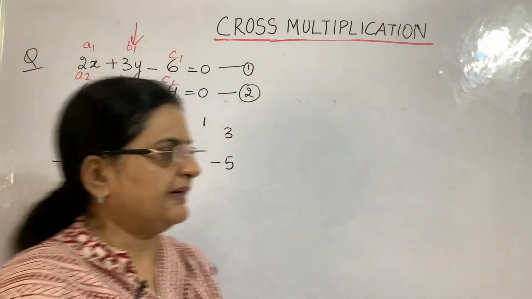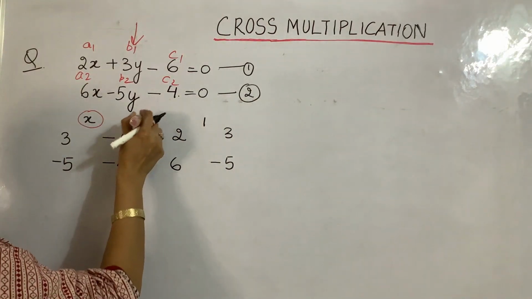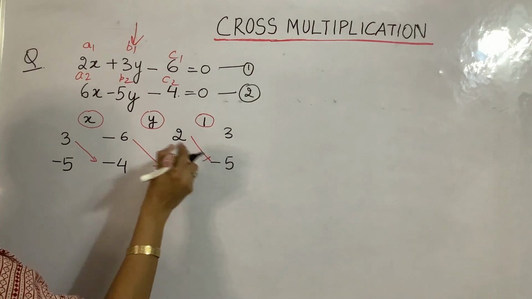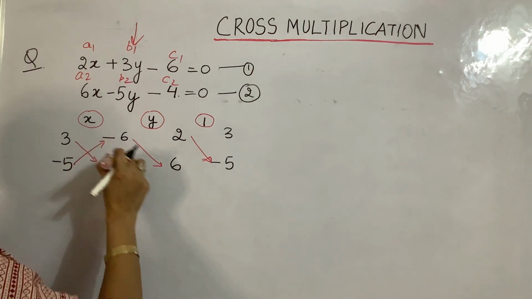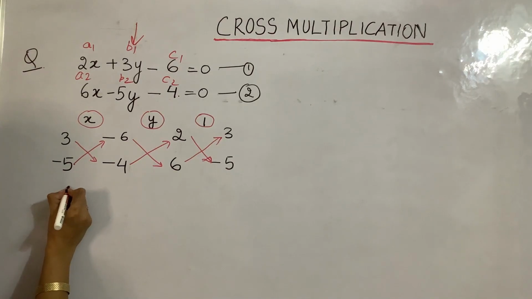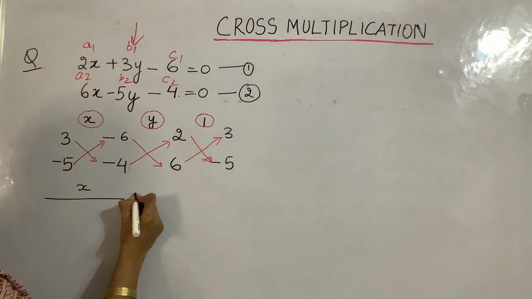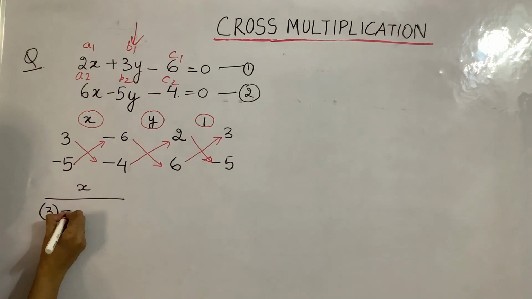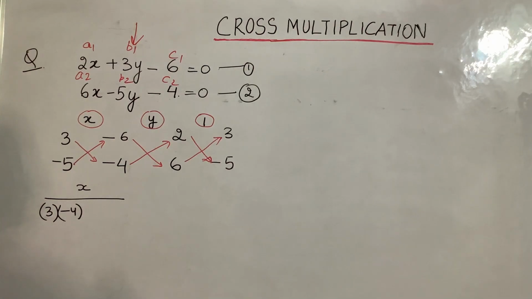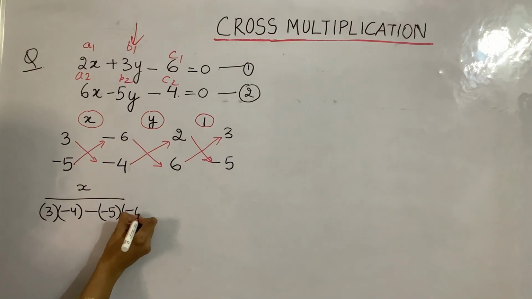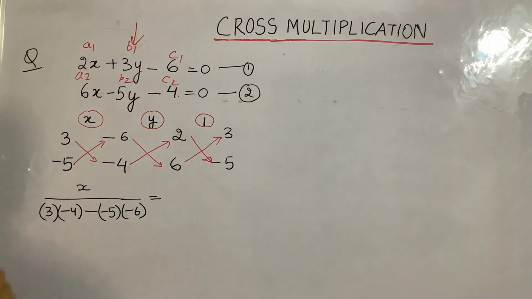What next? Draw the pattern. So this is x, this is y, this is 1. Agreed? Now the values of x and y using the formula. So x upon, how do we go about it? This into this. 3 into minus 4. Then minus for the formula, minus 5 into minus 6 is equal to.